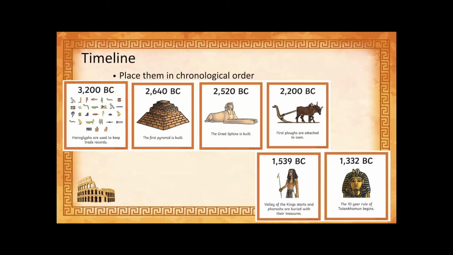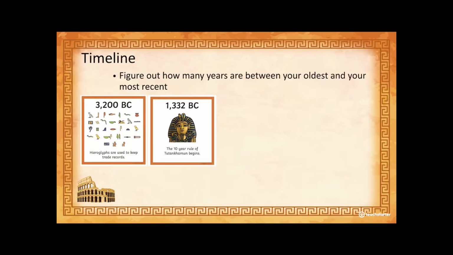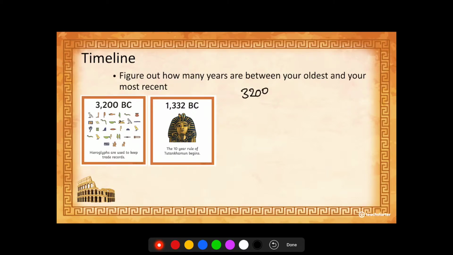Then you've got to get your last event and your first event and figure out how many years are between them. So if they're both BC, what you do is you get the bigger number on top, and you take away the smaller number. So I have 1,868 years that have to go on my timeline.